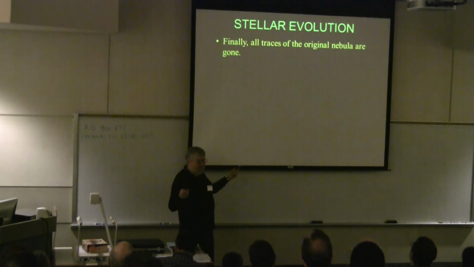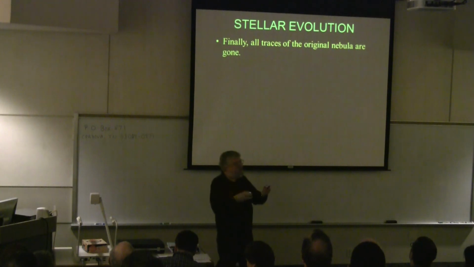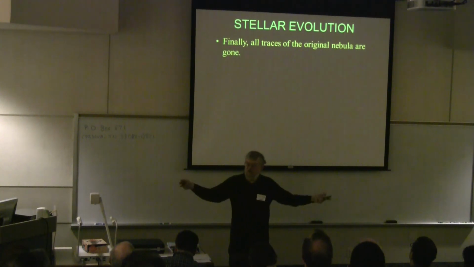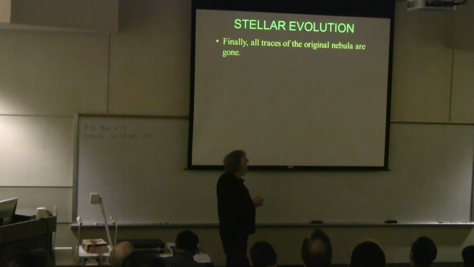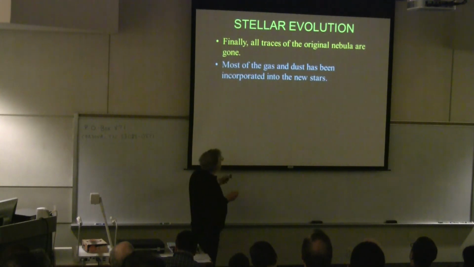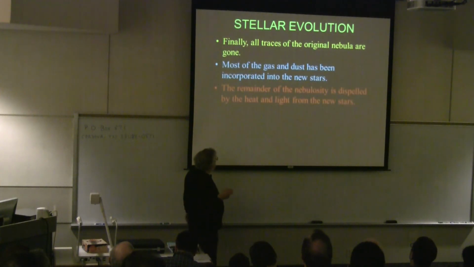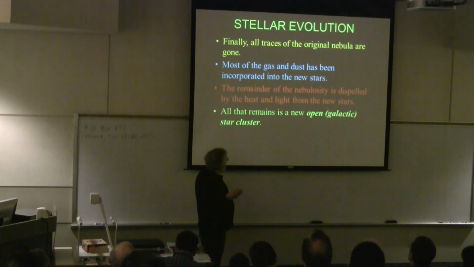Finally, all the traces of the nebula are gone. They're either used up making the stars or blown away by the heat and light from the stars. They're either incorporated into it or dispelled. And then all we have is a new star cluster. That's how star clusters are formed.